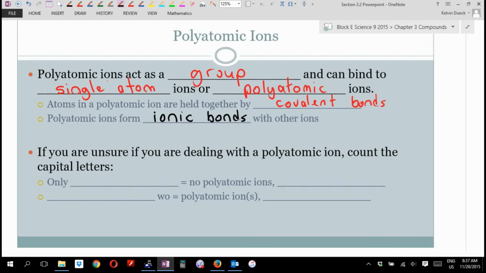In your notes, it says see table. The back of your periodic table is the list of common polyatomic ions. It does say a complete list. Actually, no, there's many, many more than that. But these are the ones we're going to use. Okay? And again, do you need to memorize these? Nope.